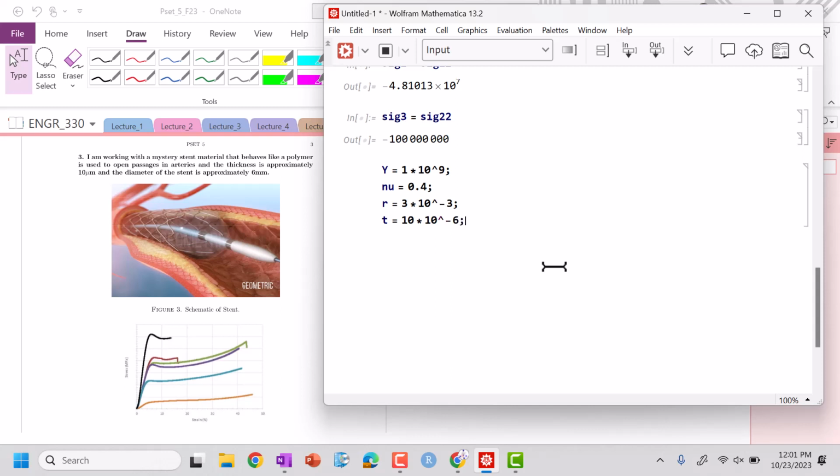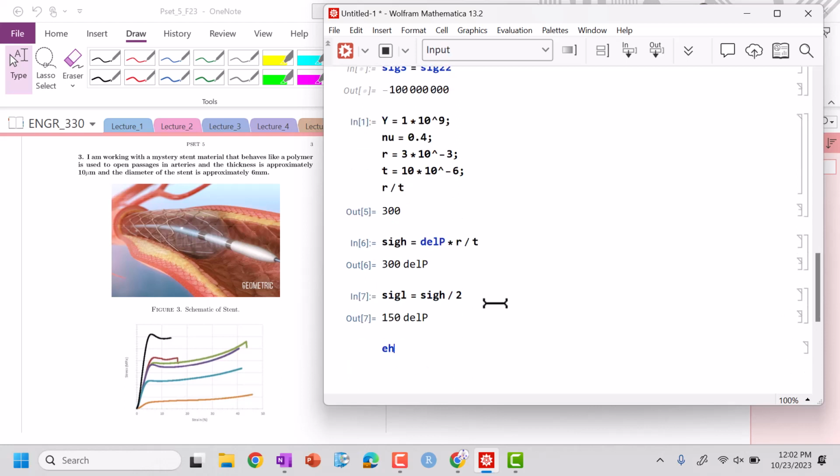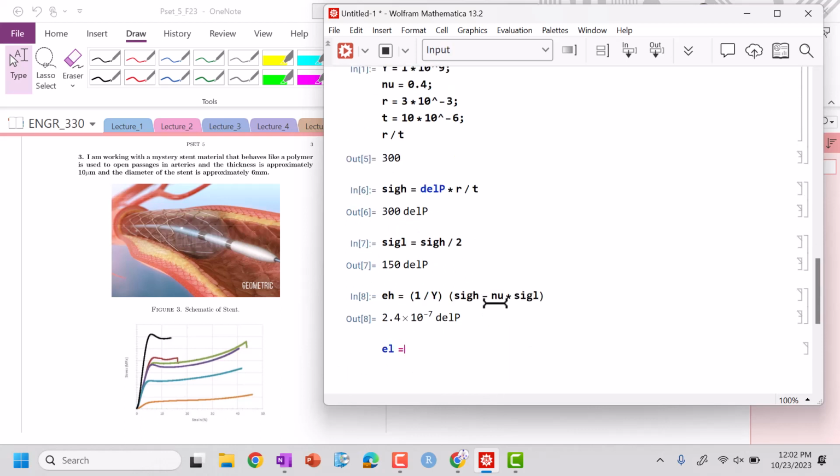And R divided by t is such here. Let's make sure that is much greater than 10. So we are ready to go. It's a thin wall pressure vessel. So sig H is equal to del P times R divided by T. Sig L is equal to sig H divided by 2. EH equals 1 divided by Y times sig H minus nu times sig L. EL is equal to 1 divided by Y times sig L minus nu times sig H.